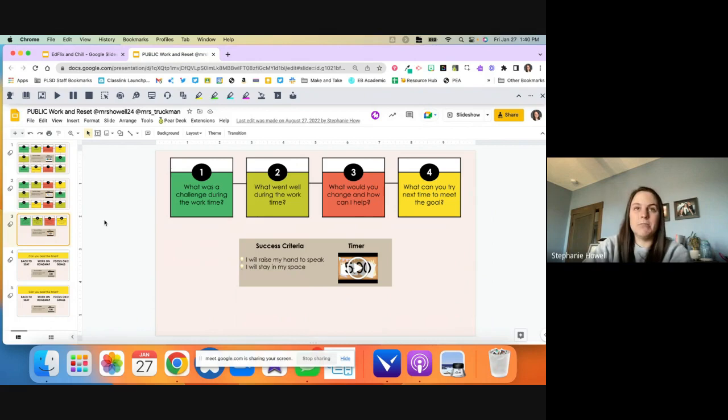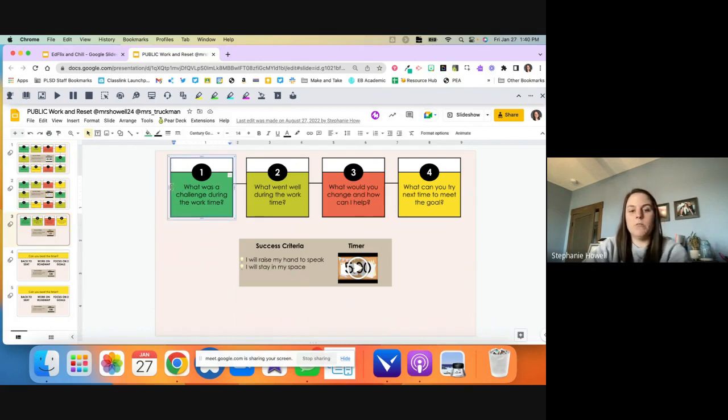And so they had to come sit with me at a small desk and we had a quick reflection time. We talked about what was a challenge during the work time, and we worked together to reflect. What went well during that work time? What would you change and how can I maybe help you? What can you try next time to meet your goal?